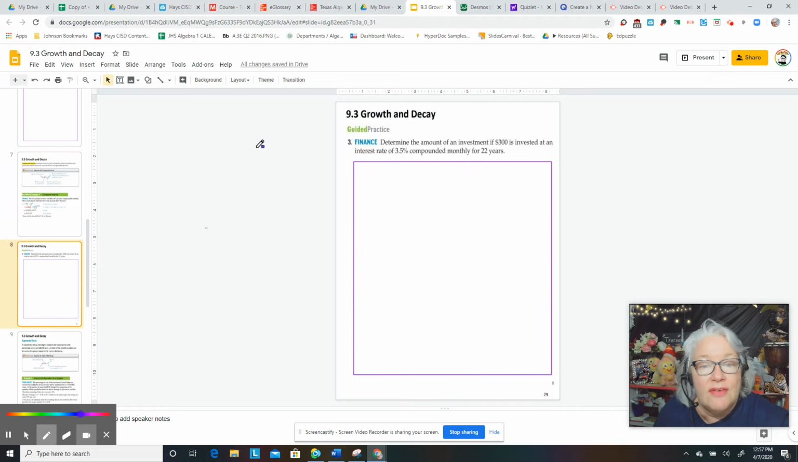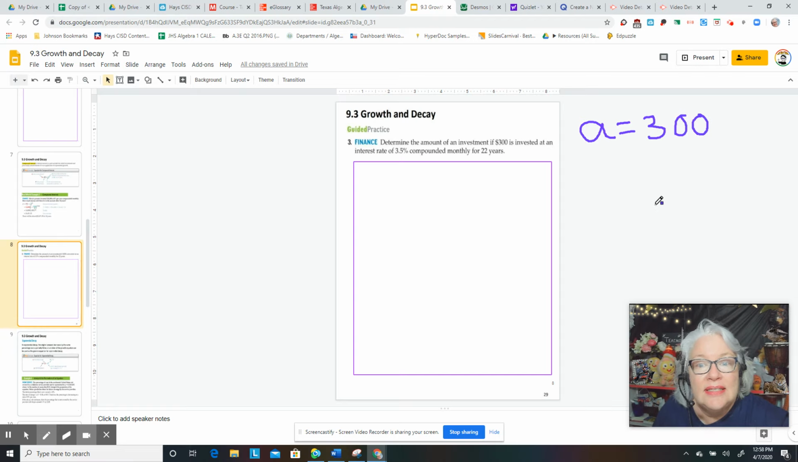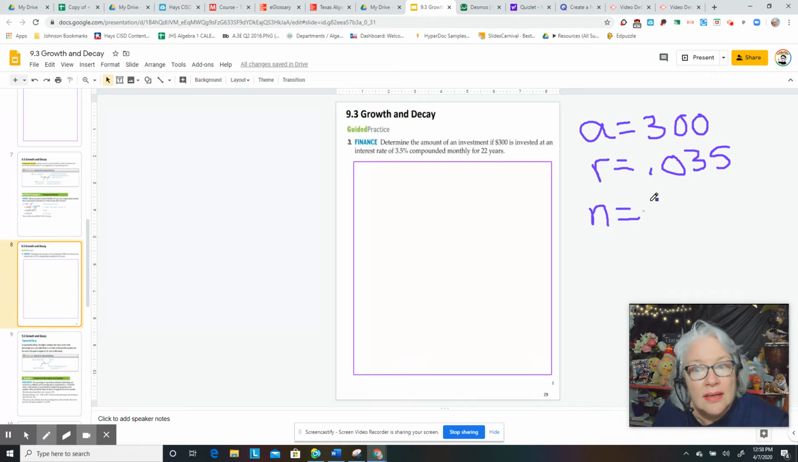All right, here's another finance problem. Determine the amount of an investment if $300, that's what you're starting with, is invested at an interest rate of 3.5%. R, write it as a decimal. Compounded monthly, n, for 22 years, t.